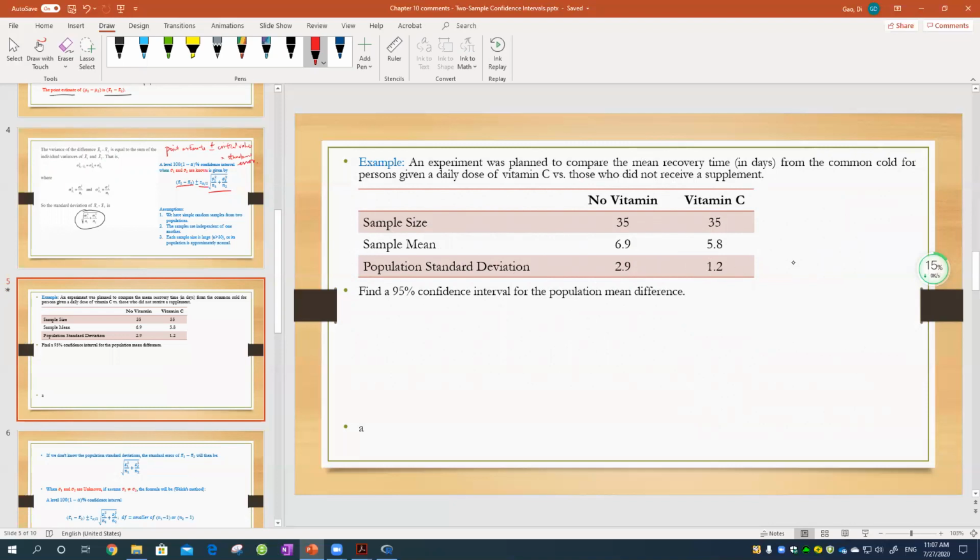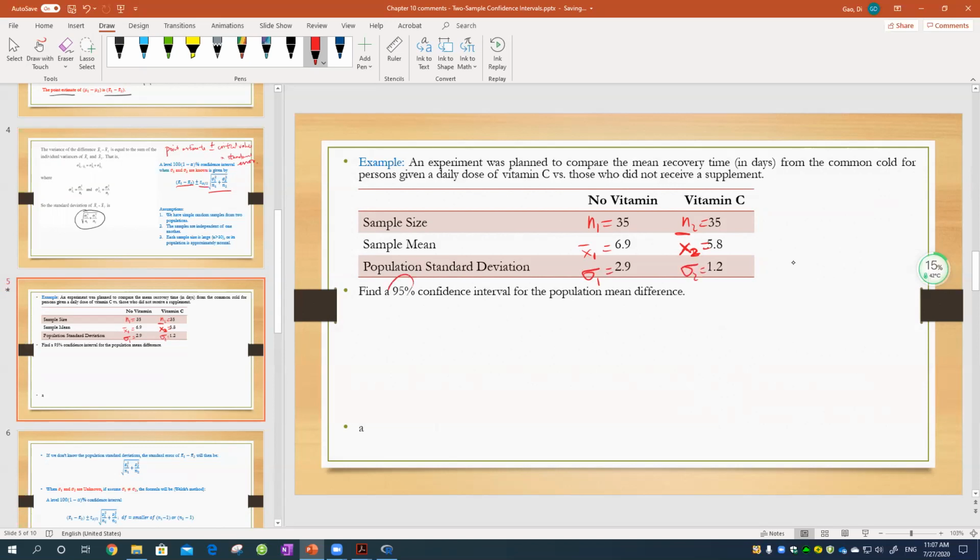Then we can use some stat notation to label all this information. So sample size 1, so that's n1 and n2. So that's going to be x1 bar, x2 bar. So we use 1, 2 to label different information from different populations. And population standard deviation 1, so sigma 1 equals 2.9, sigma 2 equals 1.2.